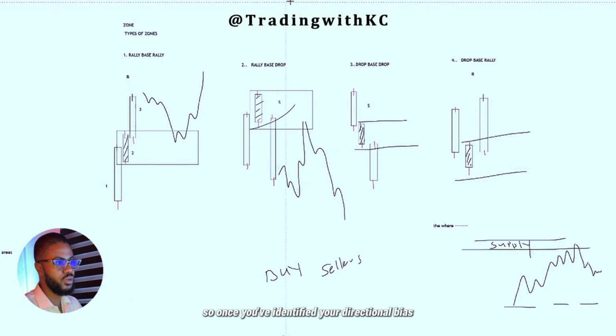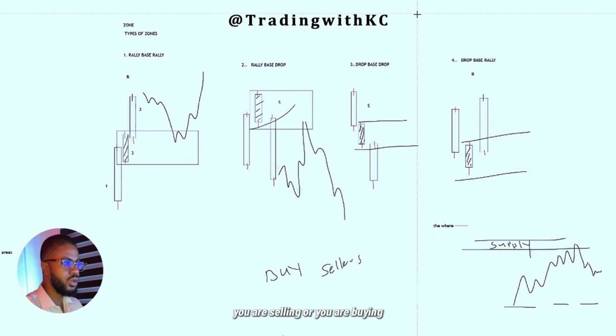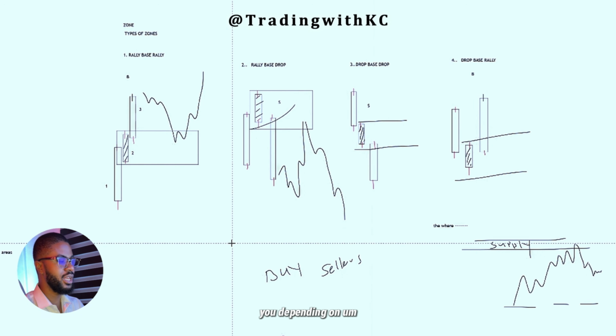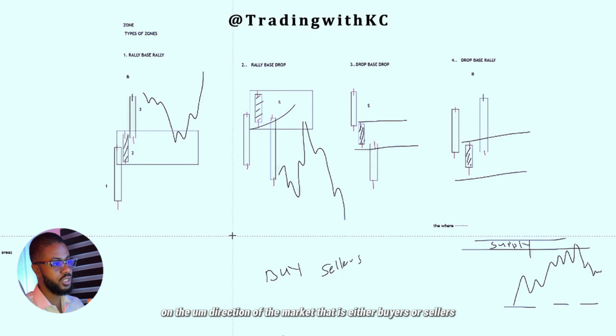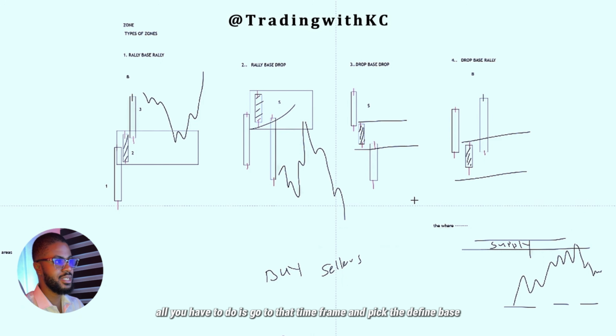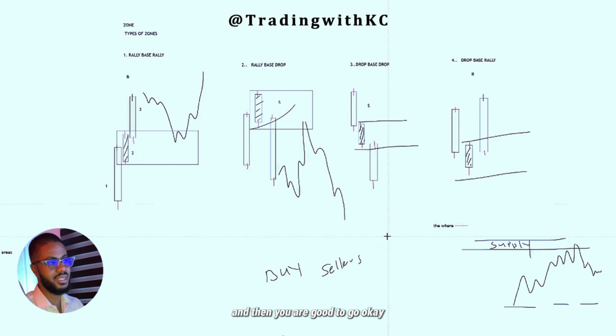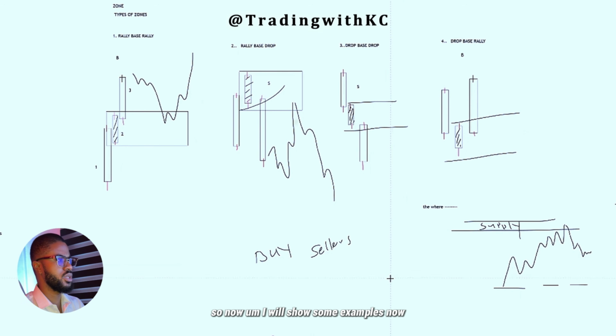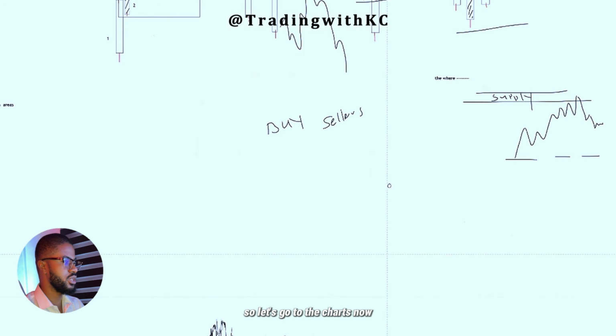So once you've identified your directional bias, whether you are selling or buying, the next thing you need to do is go to the particular time frame of reference that you want to use to pick your zone, and then mark out the zone, making use of these 4 types of bases that I've been giving to you. Depending on the direction of the market, either buyers or sellers, all you have to do is go to that time frame and pick the defined base, and then you are good to go. Okay, so now I will show some examples so you can have a better understanding. So let's go to the charts now.